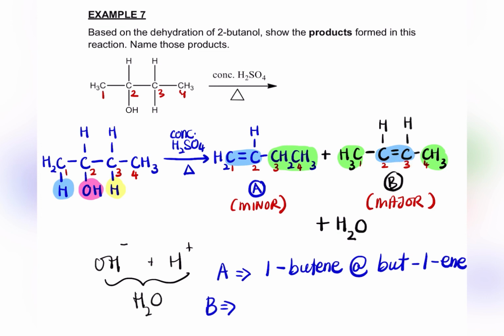The parent chain is still 4 carbons, so the name will be 2-butene, or you can write it as but-2-ene. So these are the answers for example 7. I hope you can understand how to show the products formed, which are alkenes, by using dehydration of alcohol.